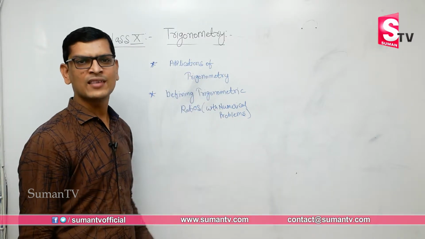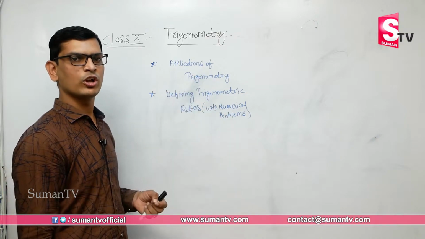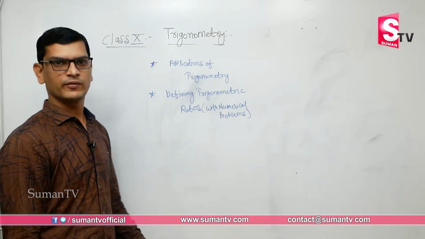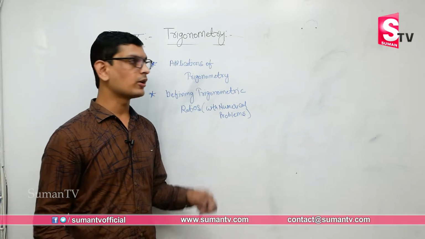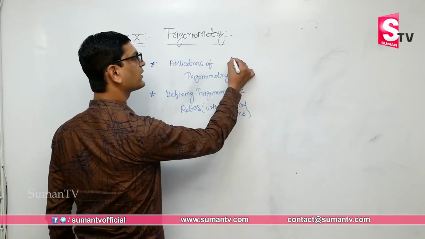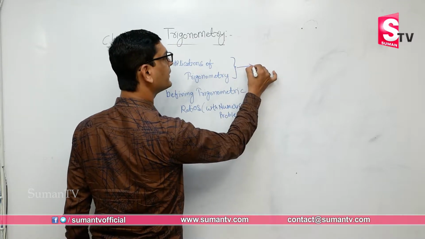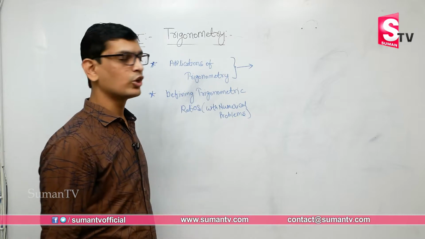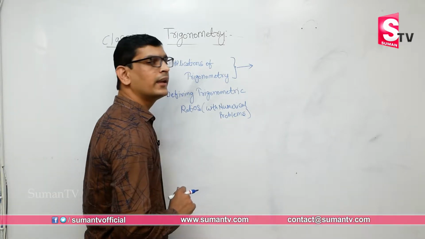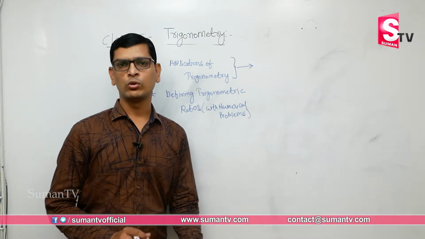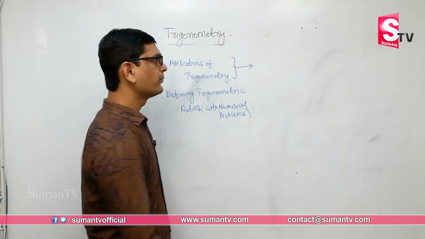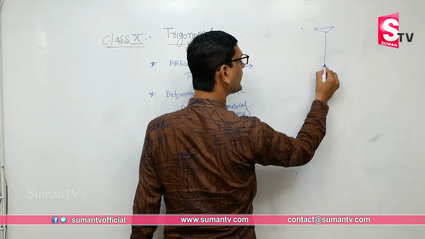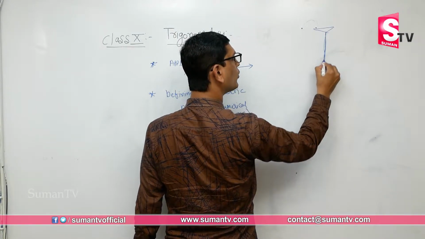I'll give you a few examples of how we use applied trigonometry, and then define the trigonometric ratios with numerical problems. Let me give you an example of how we use applications of trigonometry. You might have seen electric poles on the roads, right? This is an electric pole.